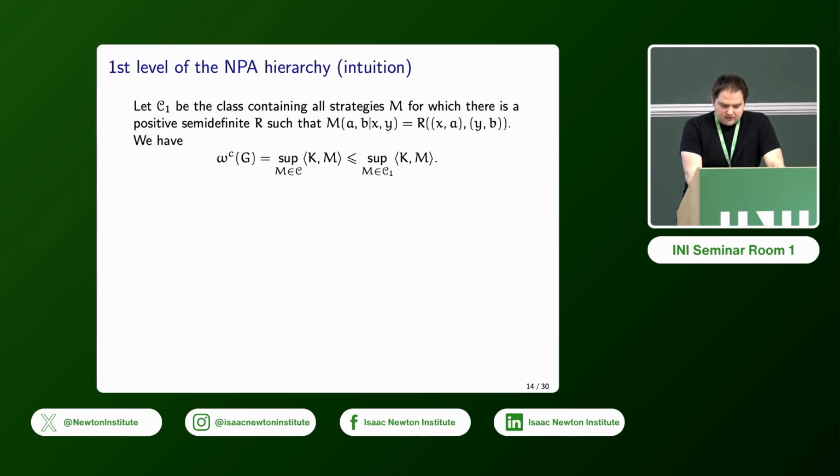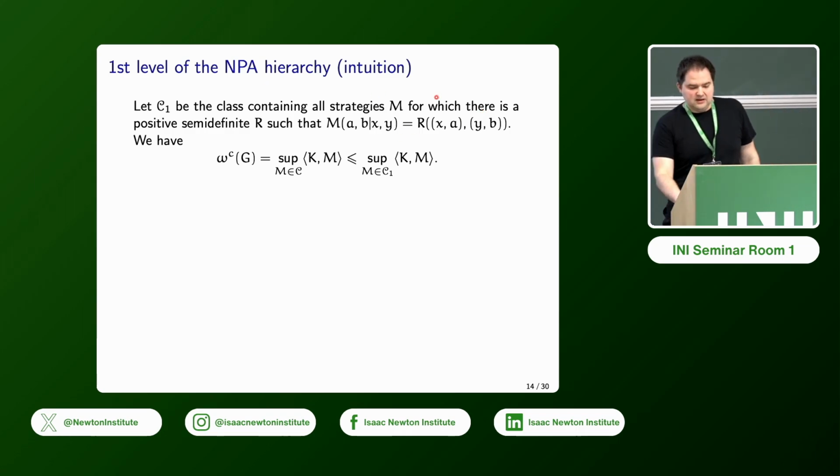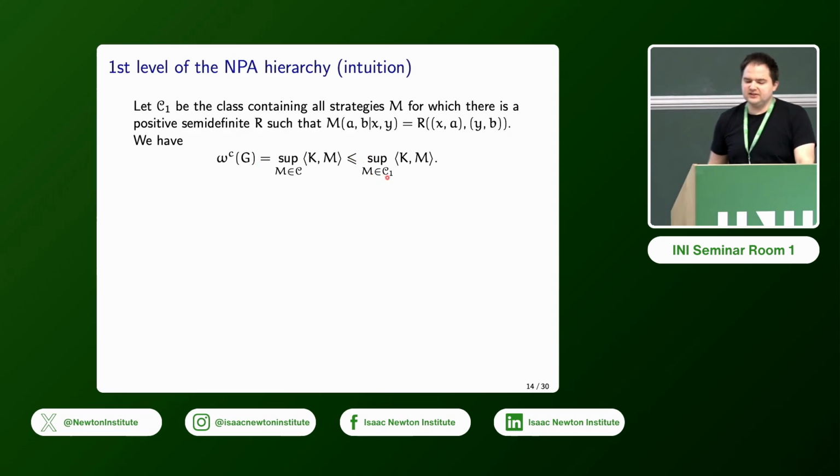Now you can define that the class C1 contains all the strategies, all the matrices M, for which there is that kind of matrix that we just described, such that the entries correspond to that matrix. So that's the class of strategies C1, and then you can bound the quantum commuting value by just going through the matrices in C1.